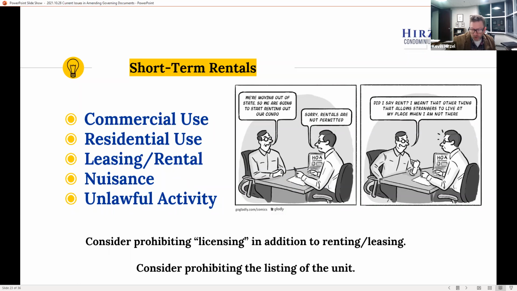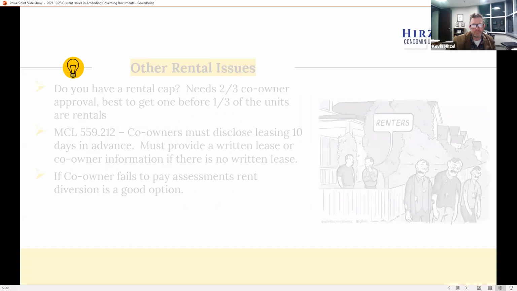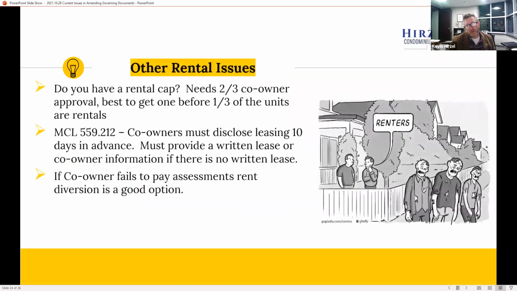So if your community has a view of rentals, especially short-term rentals, you should take a look at them, at least make a conscious decision as to whether or not, under what terms do you want to allow them, and what are the prerequisites for being able to do them.